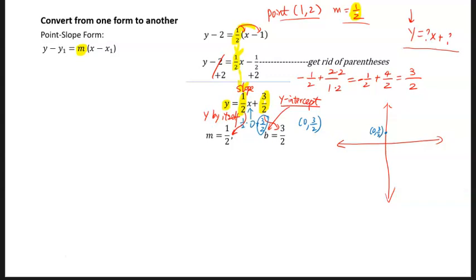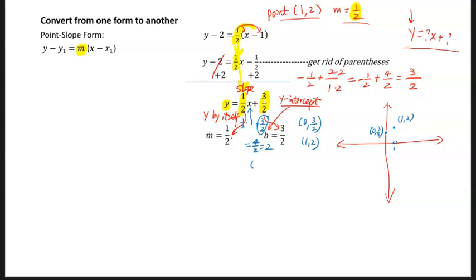And of course, we can pick another number for x. Let's say I pick a 1 this time. If I replace x with 1, I'm going to get 1/2 plus 3/2. That gives us 4/2, which is equal to 2. So I'm going to get another ordered pair, which is (1, 2). I'm going to put 1 here, and 2 a little bit up here.